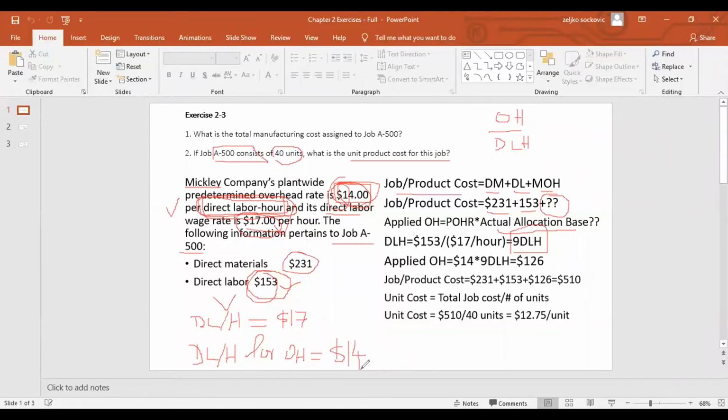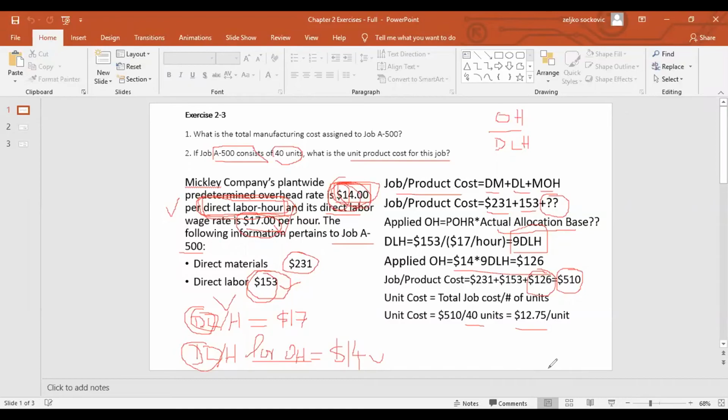So you see, they're both direct labor, but this is direct labor for workers, and this is direct labor per hour for overhead that was figured out in the POHR. That's 14, right? So now we will multiply this 14 by 9. That's $126. So this is your overhead applied to this product. So the total is 510 plus materials and labor. Now we divide this by 40 units, we get 1275 per unit. So that would be the answer to this question.